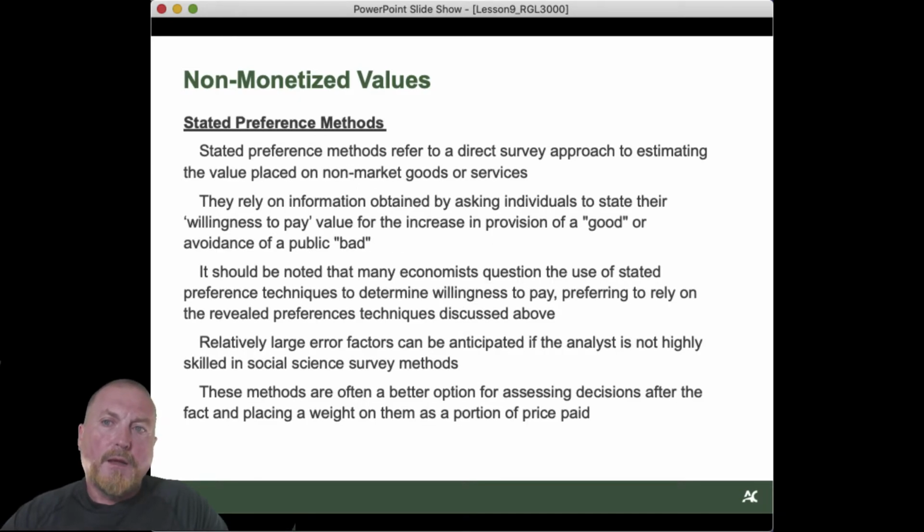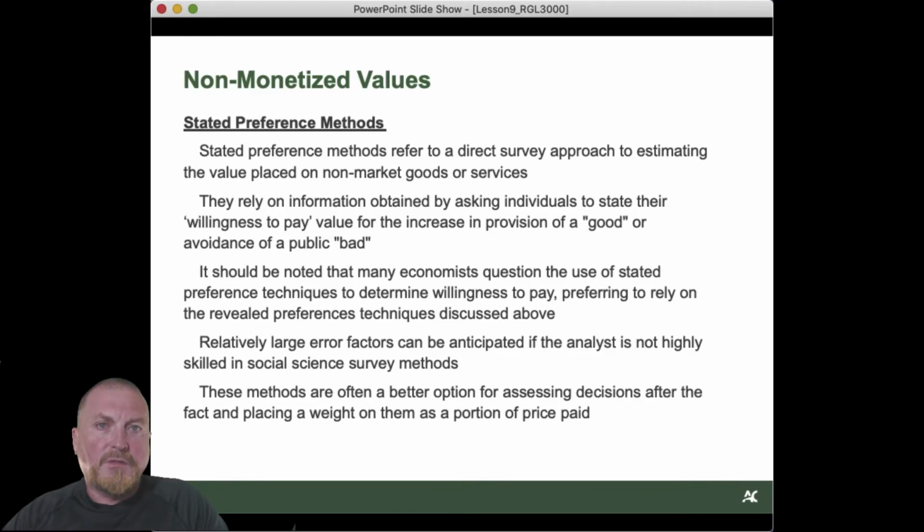Now, stated preference methods, on the other hand, whereas there are observed methods that we just talked about, where you're observing behavior and attributing values to actual behaviors. Stated preference methods are used in those cases where you don't have actual behavior to look at and develop surrogates from, but you have a stated preference method, which basically reverts to survey methods. They rely on information obtained by asking individuals to state their willingness to pay for the increase in provision of a good or avoidance of a public bad. This is used in environmental regulation. For example, you ask people, how much would you be willing to pay to not lose this nature preserve?